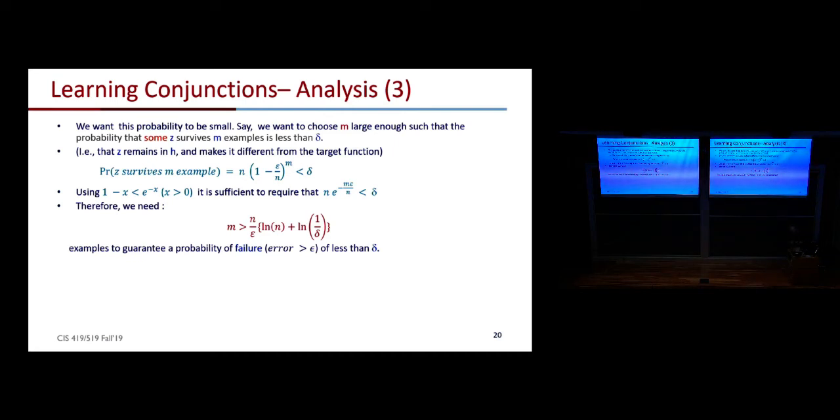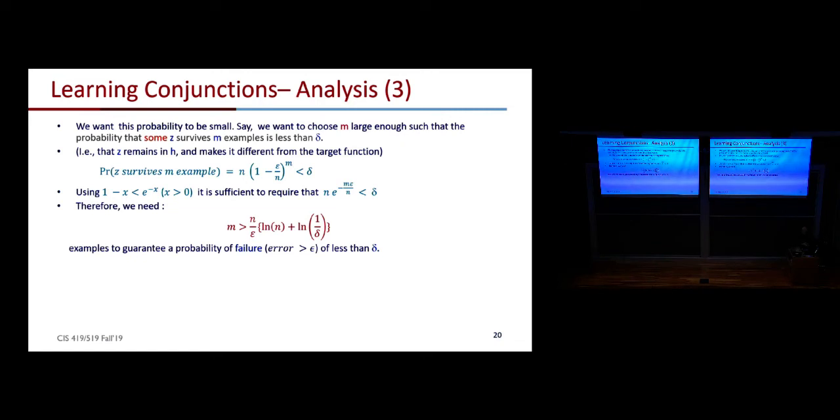Now, what I told you is I cannot guarantee completely that your error is going to be less than epsilon. But what I can guarantee is that with high probability, at least 1 minus delta probability, your error is going to be less than epsilon. So I have this delta and epsilon. Epsilon is the error that I will make in the future. And delta quantifies how certain I am that I'm going to have error less than epsilon.